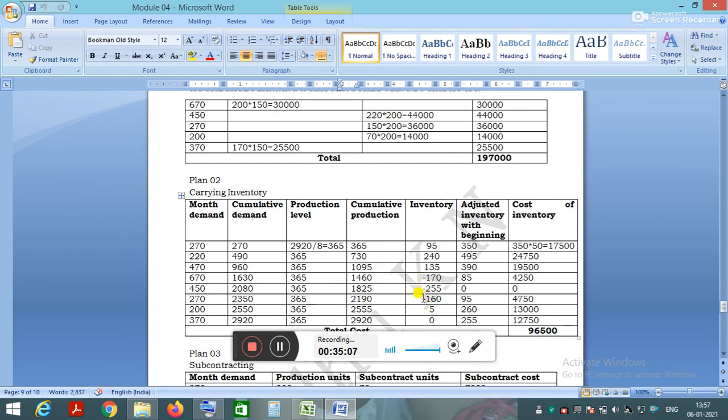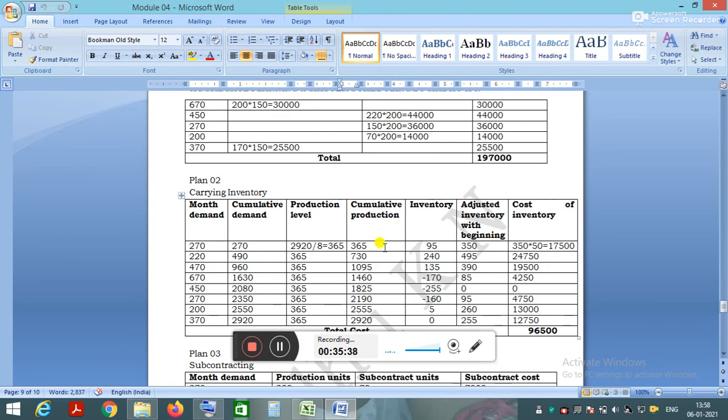What is the maximum deficit that we have here? Minus 255. That means if we produce 365 products every month, at the end of the 5th month we are unable to meet the demand. The maximum unavailable products were minus 255. Therefore, we produce these 255 products in the beginning month itself.